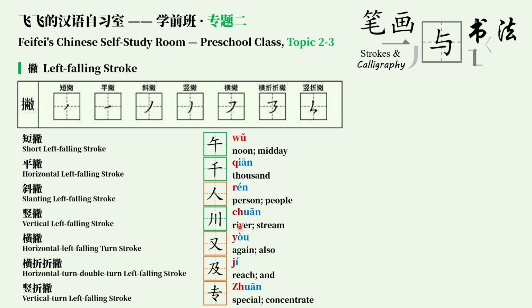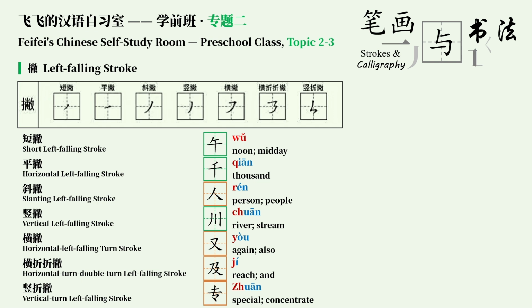Example character 川, meaning river, stream. 横撇 horizontal left fallen turn stroke. This is a combined stroke with a horizontal segment followed by a left fallen turn. When writing, first draw a short horizontal stroke to the right, then pass the brush, a key step for the turn, then sweep downward to the left to form the left fallen part.